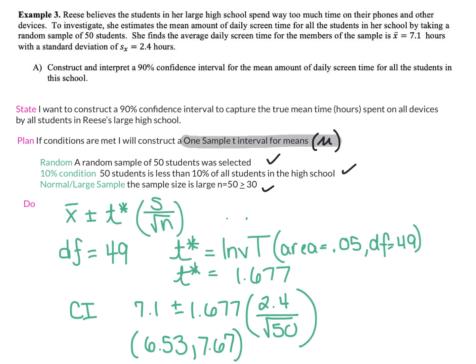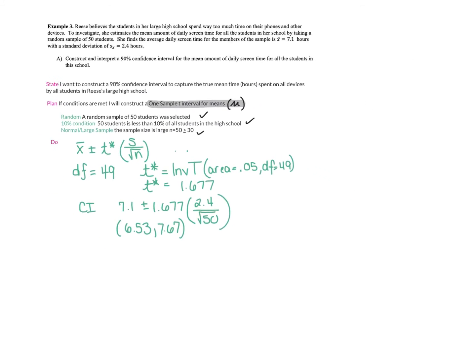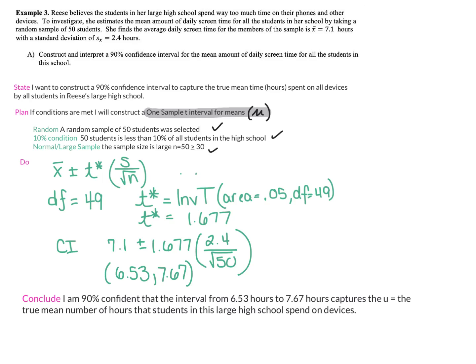So it's just time to interpret. So let me shrink this to give some space. So I've stated that I'm 90% confident that the interval from 6.53 hours, notice I'm putting units on this, to 7.67 hours captures mu, the true mean number of hours that students in this large high school spend on their devices.